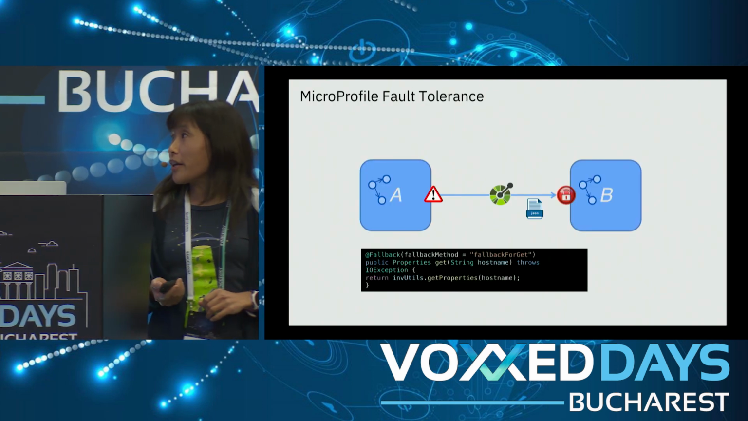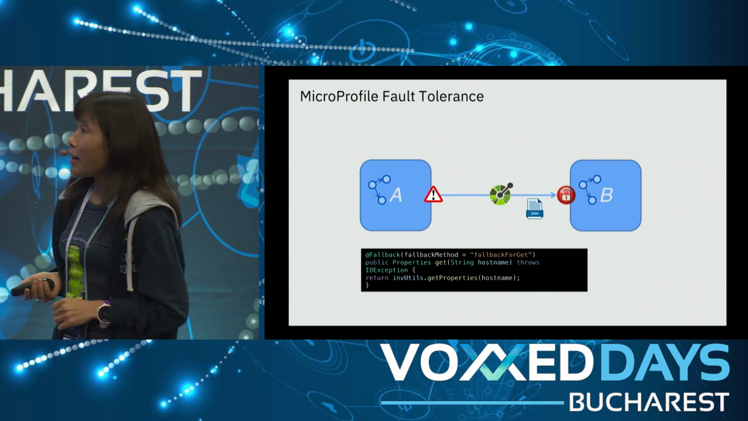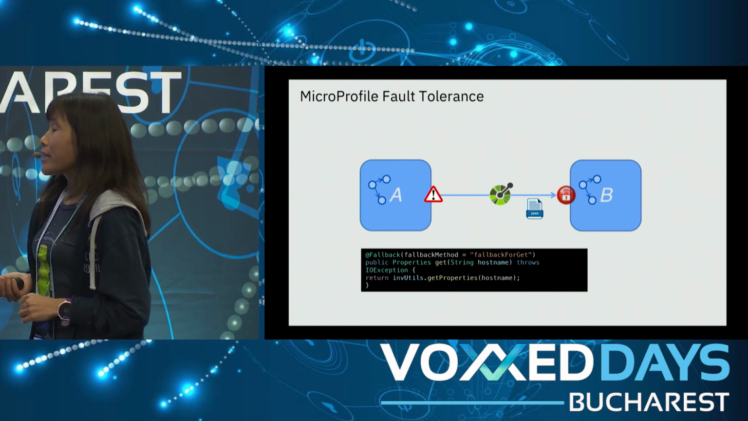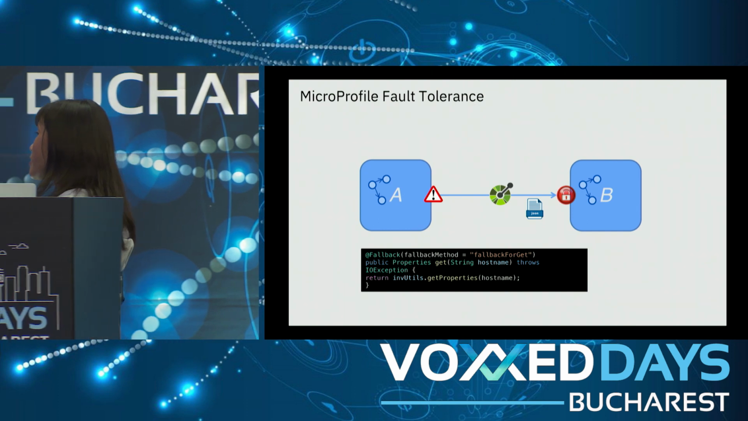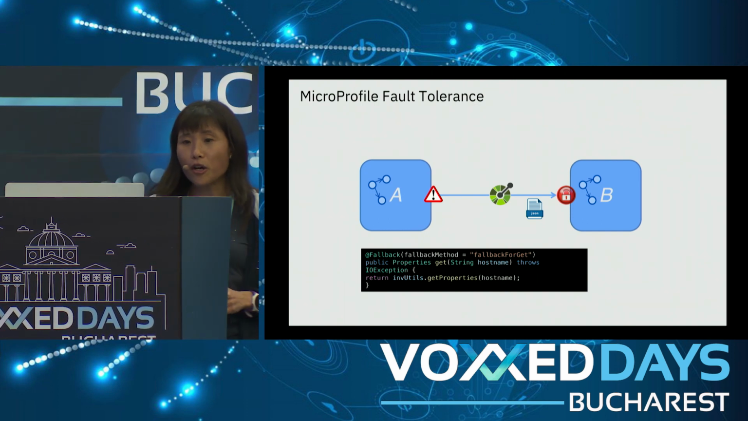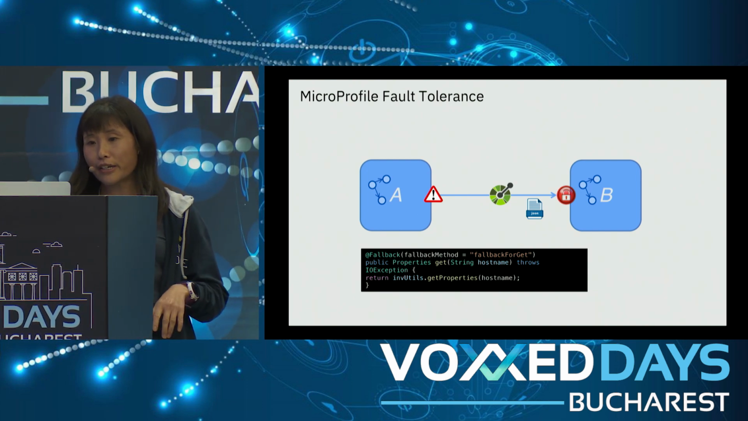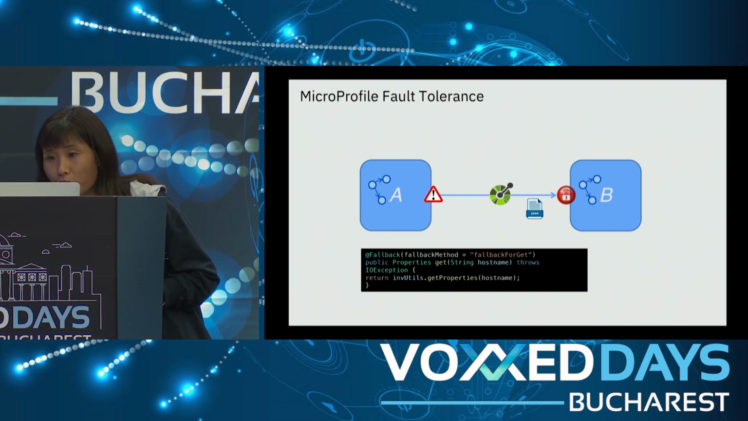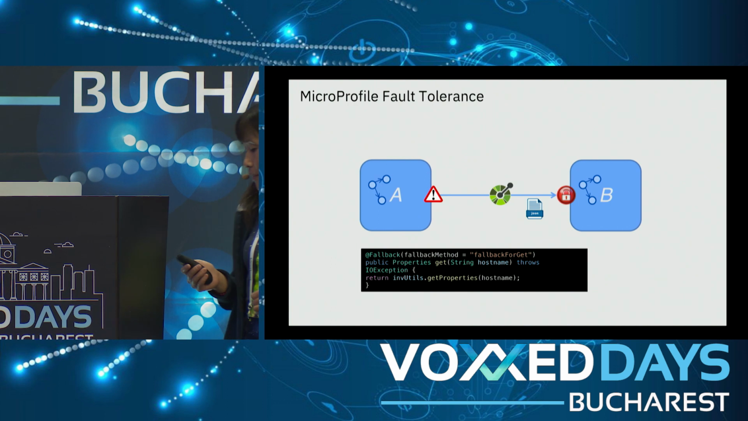So this is how it works in MicroProfile. In this example, it gives you a fallback option. You can directly specify the fallback method. If this operation failed, it will directly call the fallback method.